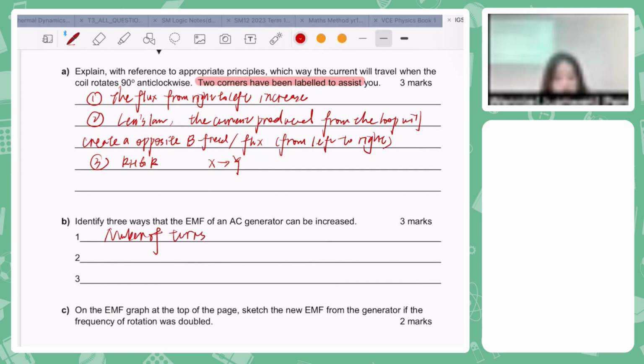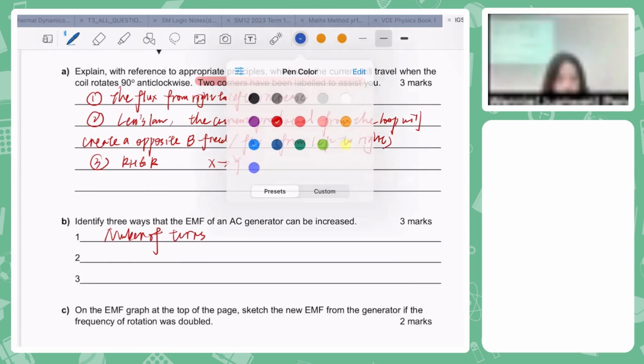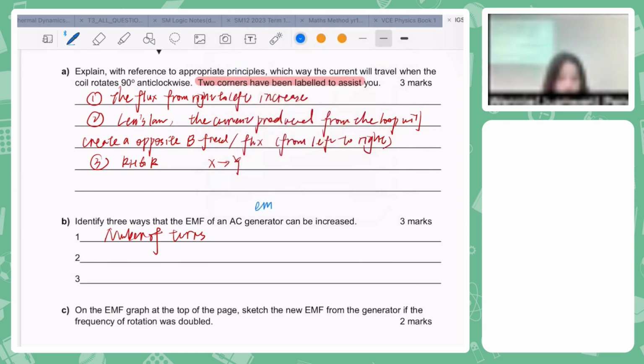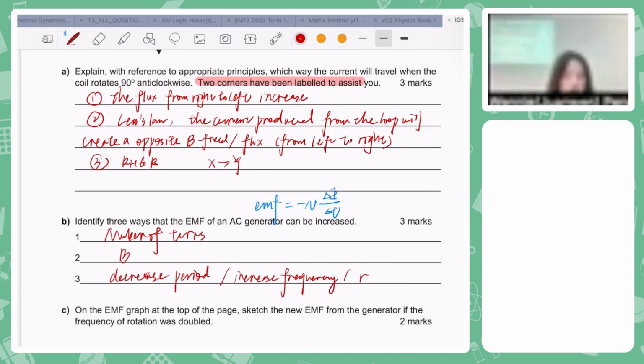Based on my formula, EMF equals negative N times the change in flux over time. So you can either increase the number of turns or increase the magnetic field strength. Finally, you can decrease the period, or you can increase the frequency, or you can increase the rate, the speed of rotation.